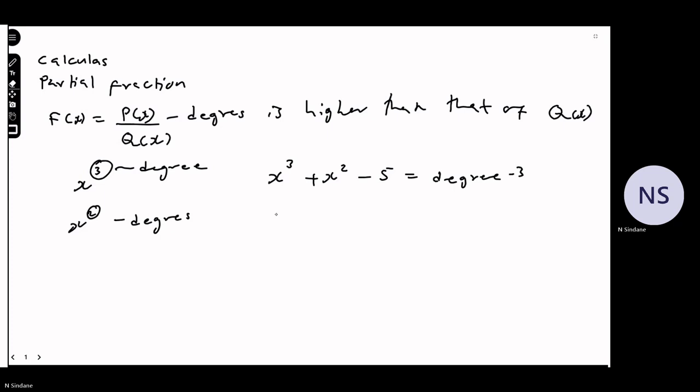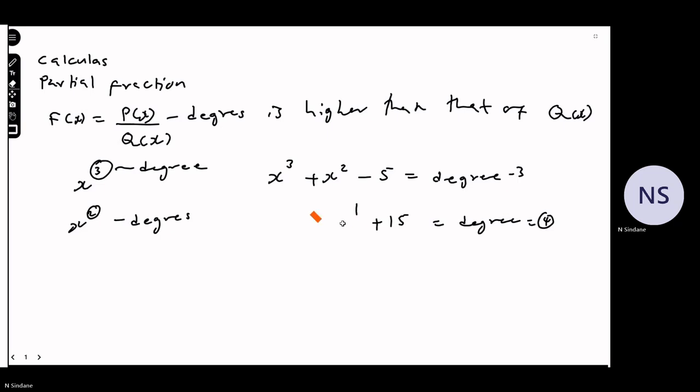Say we have x squared plus 5x to the power 4 plus 15. The highest degree is 4. The degree in this case is 4, right? So when we talk about your degree, we're talking about your exponent.